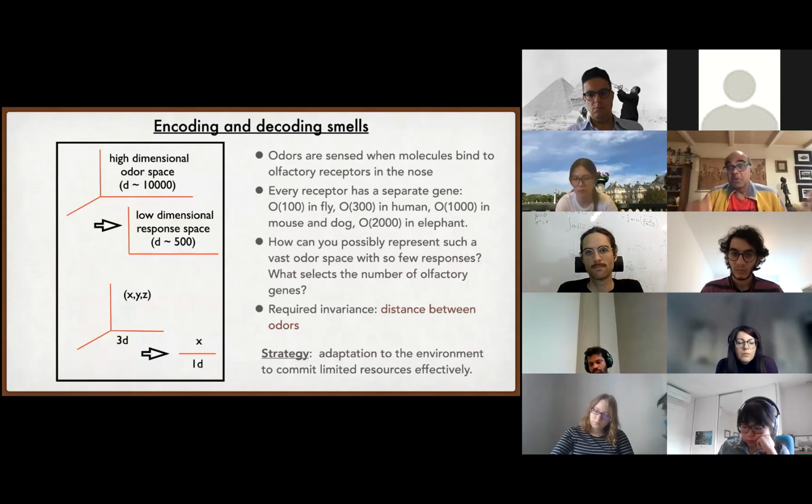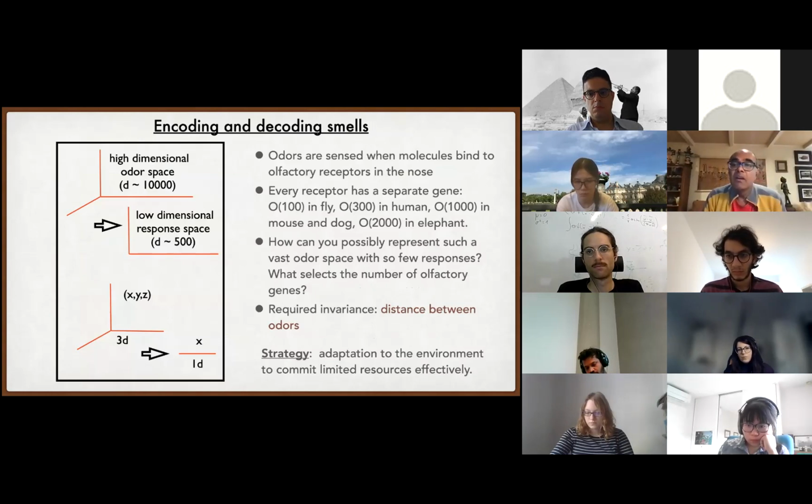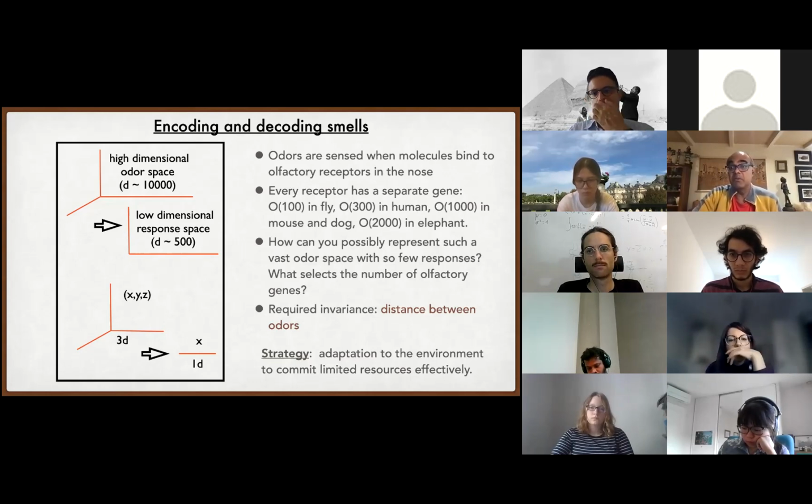So of course, you have a nose to do this, and odors are sensed in the nose by olfactory receptors. So when molecules bind to an olfactory receptor, the receptor responds, and you have the sense of smell. Now observe that Linda Buck and Richard Axel won the Nobel Prize for determining that every olfactory receptor type has a separate gene, right? So it's all encoded by separate genes. There are about 100 in fly, well, maybe 60, and there are about 300 in human, and 1,000 in mouse, and dog and elephant, with this gigantic nose of its that it has only about 2,000.